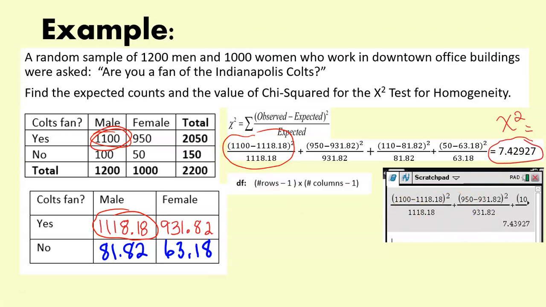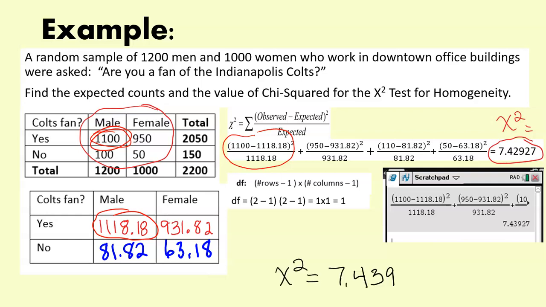So the degrees of freedom associated with this would be rows minus 1 times columns minus 1. Remember, we're only looking at the categories of these two characteristics, we're not looking at the totals when we do this. So there are 2 rows, yes and no, and there are 2 columns, male and female. 2 minus 1 times 2 minus 1, that's 1 times 1, or 1. So my chi-squared value is 7.439. Oh, I wrote that wrong. 7.430, isn't it?